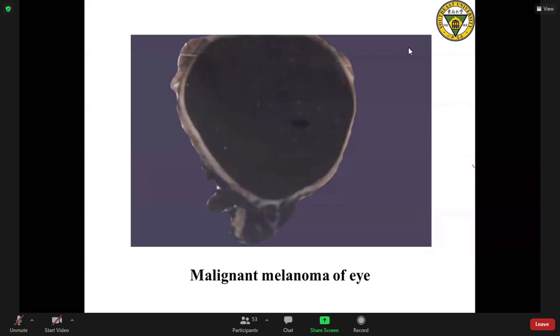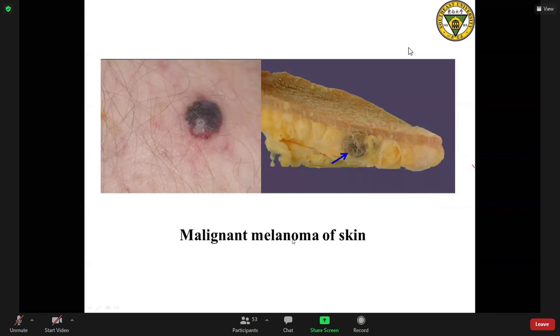This is the retinal pigment epithelial cells. The tumor cells come from the retinal pigment epithelial cell. It's also melanin. Here, melanoma, a black area on the skin surface. It's a cut surface, this area. Here is the epidermis, and the tumor in this area.